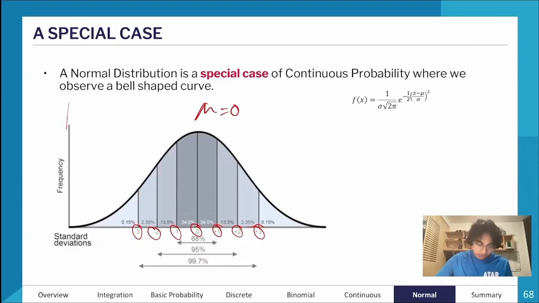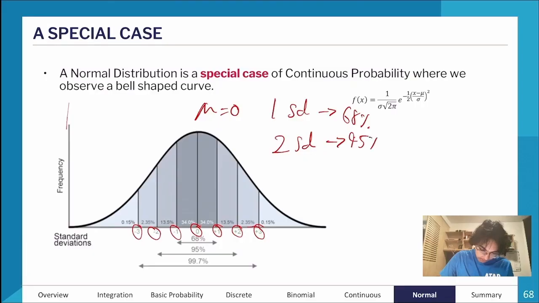With normal distributions, one standard deviation is always going to capture 68% of the curve. So 1 SD is 68%, 2 standard deviations is going to cover 95%, and 3 standard deviations is going to cover 99.7%. So it's totally reasonable for them to ask you to use these values to approximate things on a normal distribution. So you should know this.